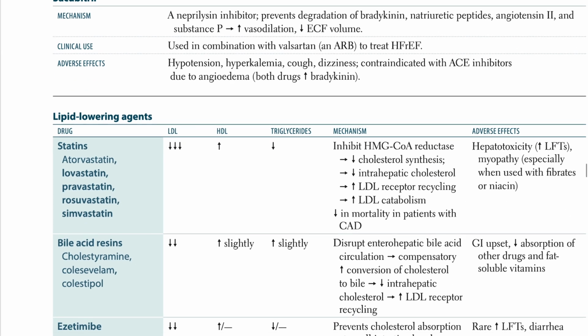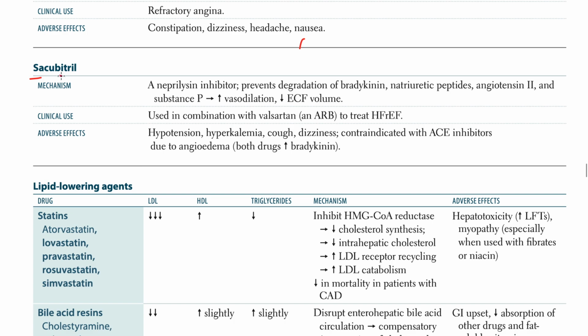Then you have sacubitril. Sacubitril is a neprilysin inhibitor that would cause what? That is going to cause an increase in vasodilation, right? And that vasodilation would lead to a decrease. It is used in heart failure with reduced ejection fraction.